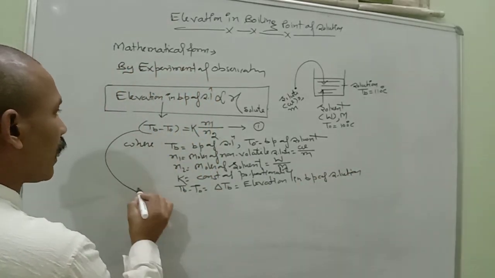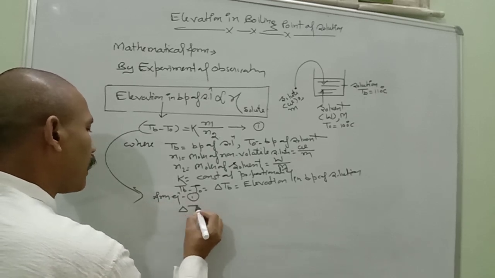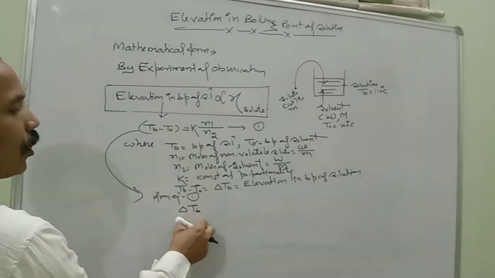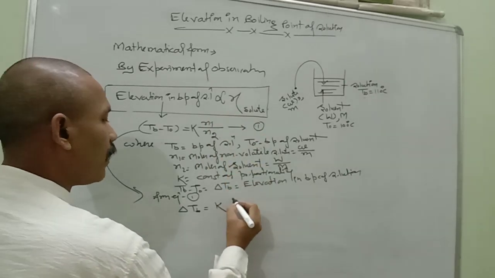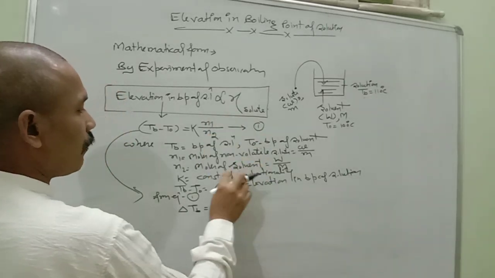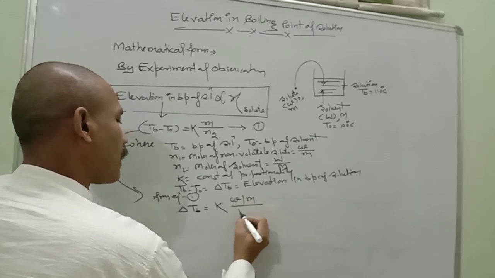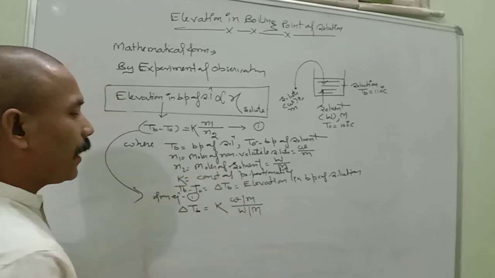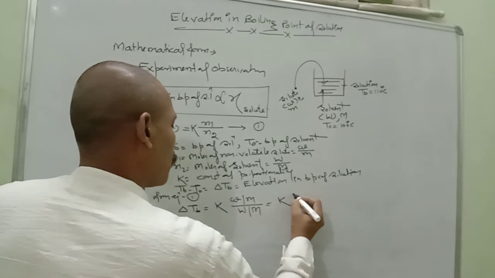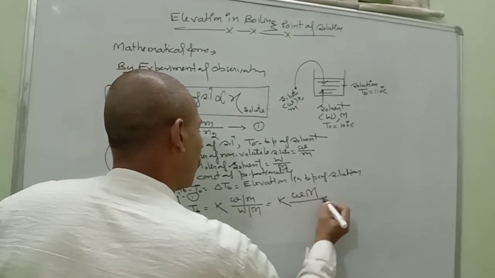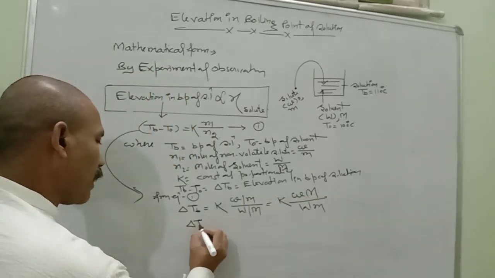So by putting all these values in equation 1, in place of TB minus T0, you can write delta TB is equal to capital K N1. N1 is small w over small m, and N2 is capital W over capital M. Simply solving, this will finally become small w capital M, and this is capital W small m. So now we elaborate this one.